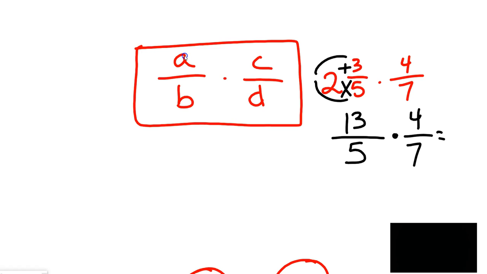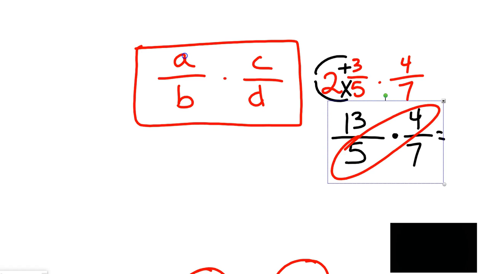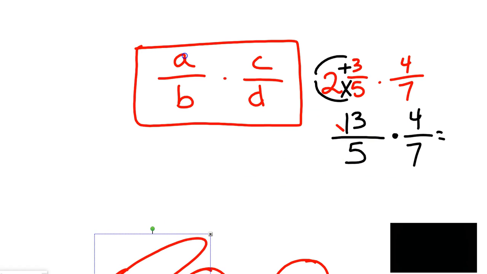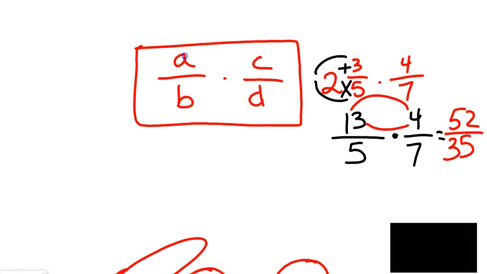Big numbers, I'm going to look diagonally, see if I can reduce. I cannot divide 5 and 4 by the same number, so I can't do anything there. How about 13 and 7? Can't do that, nothing there. So I'm left to just multiply these big numbers. I know that 4 times 10 is 40. 4 times 3 is 12, so that's 52 over 35. And if you want to go even further, you can go back to a mixed number. 35 goes into 52 one time, with 17 left over, 1 17/35, which works for me.